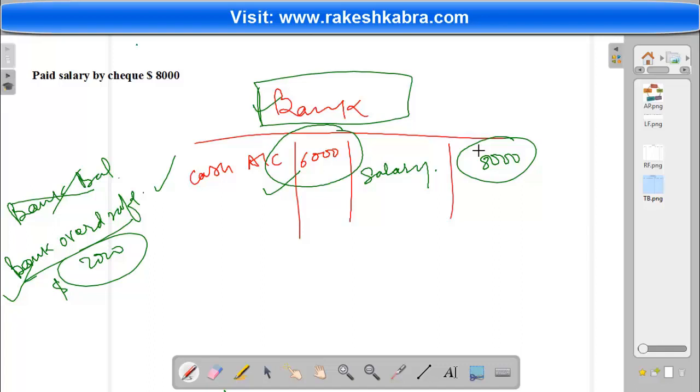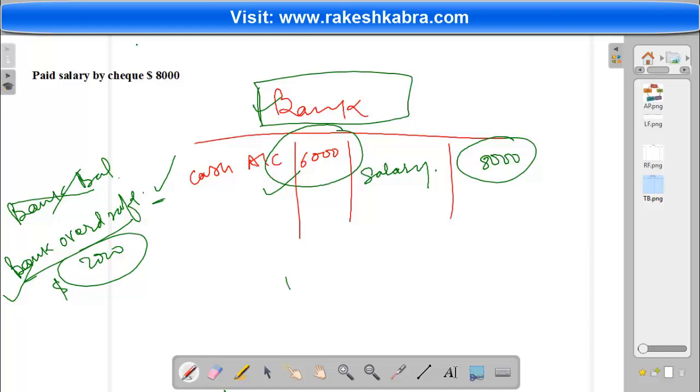Because bank paid 2,000 on our behalf to the party, to that employee. We had a balance of only 6,000, but we issued a check for 8,000. So it means bank paid an extra 2,000 on our behalf. So now we are owing this 2,000 to the bank, and this is called bank overdraft.